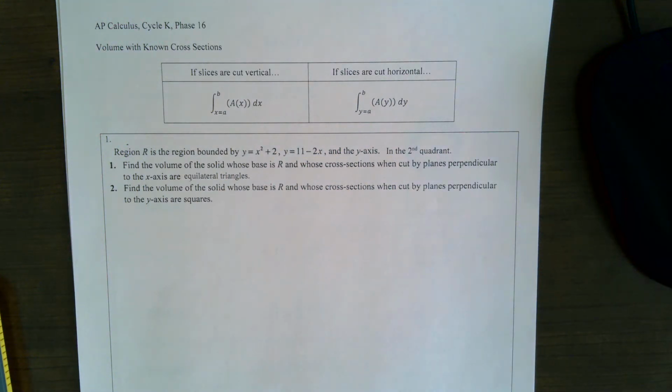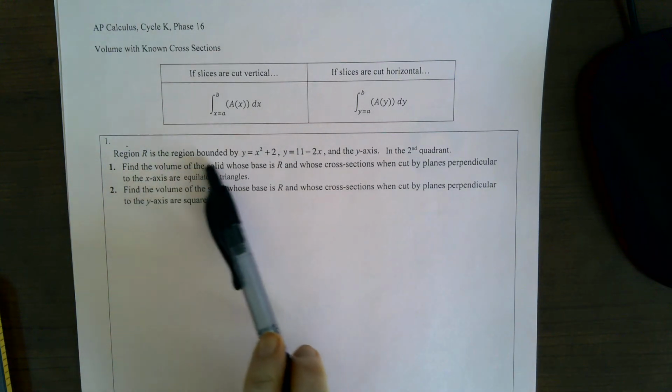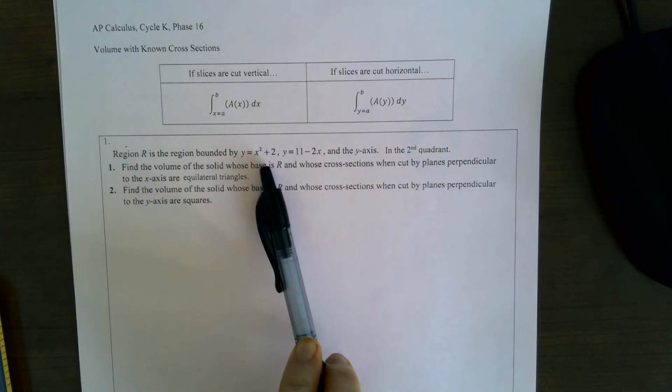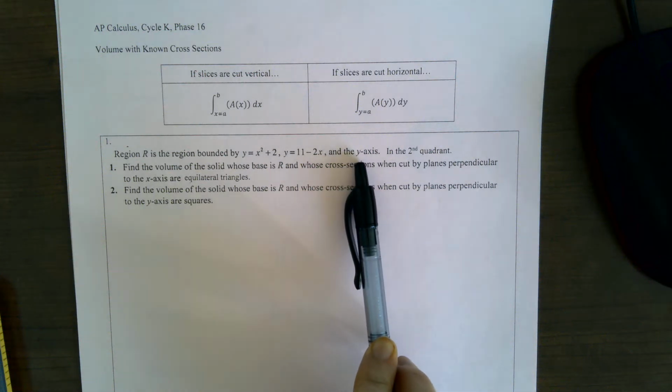So here is phase 16. We're going to go back to volumes with known cross sections, but this time we're going to have to draw the region that is the base of the solid that the shapes are popping out of. And we're actually going to be given functions instead of me just saying f and g or r and s or whatever.